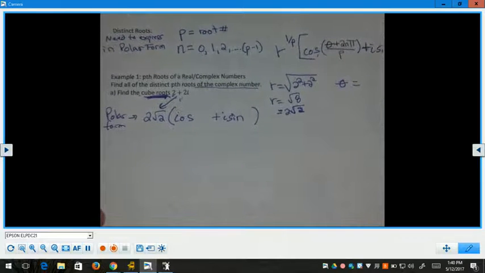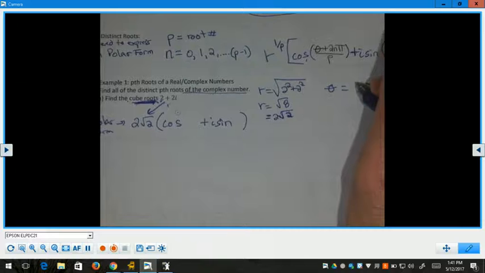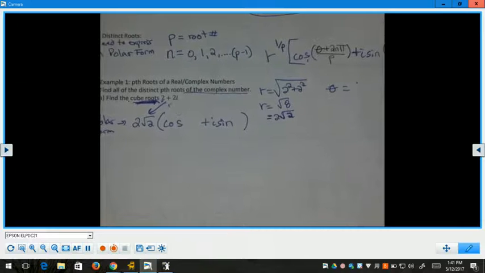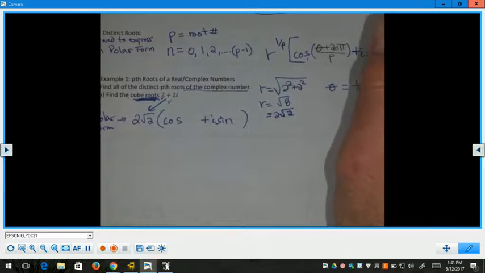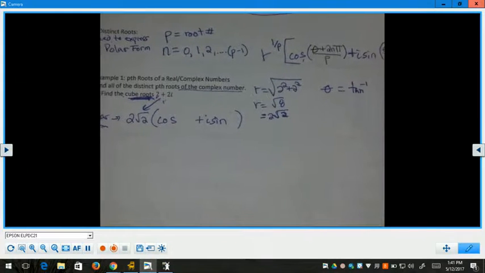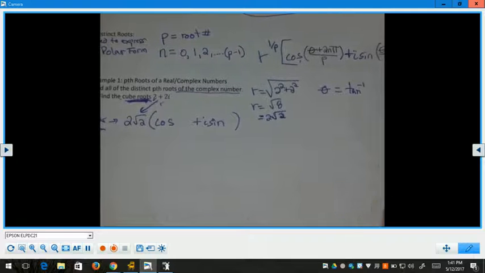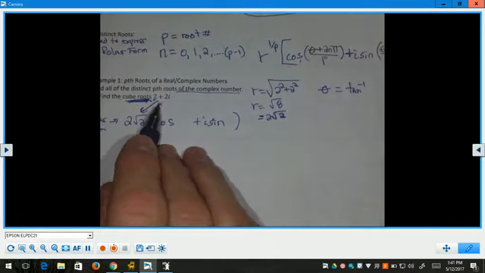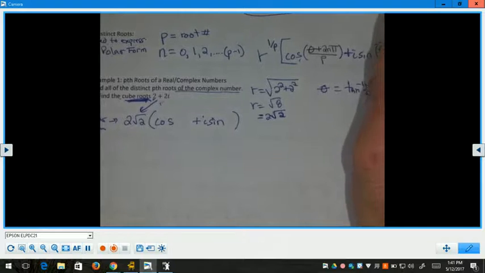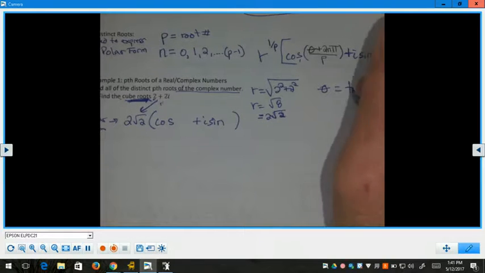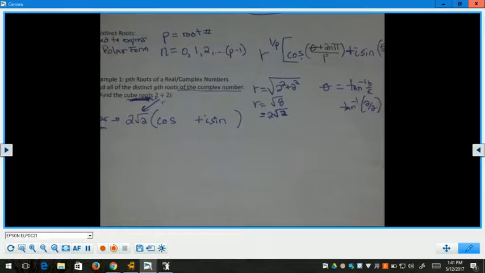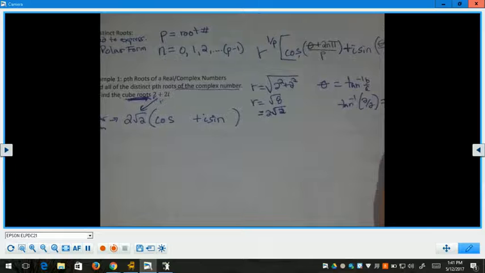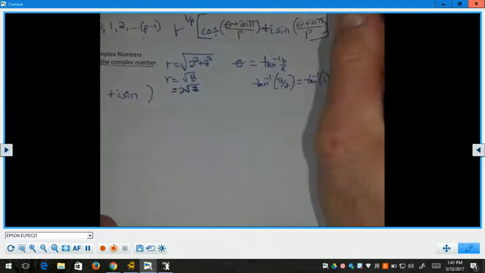How do I find the angle? Same way we found it before, theta equals tangent inverse of y over x if it's just a regular point. But if it's a vector or a complex number, it's b over a. So in this case, it's tangent inverse of 2 over 2. I notice that they're both positive, so I don't have to worry about the sign. But I also notice that 2 over 2 reduces to tangent inverse of 1, which is located where on our unit circle?